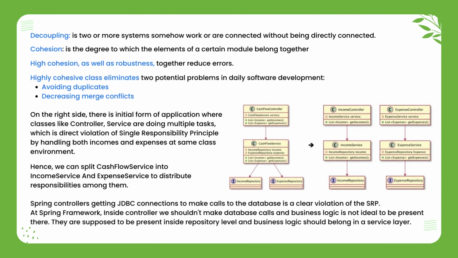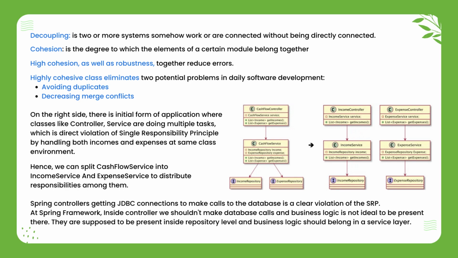Decoupling means two or more systems are connected without being directly connected. Cohesion is the degree to which the elements of a certain module belong together. High cohesion as well as robustness together reduce errors. A highly cohesive class eliminates duplicates.